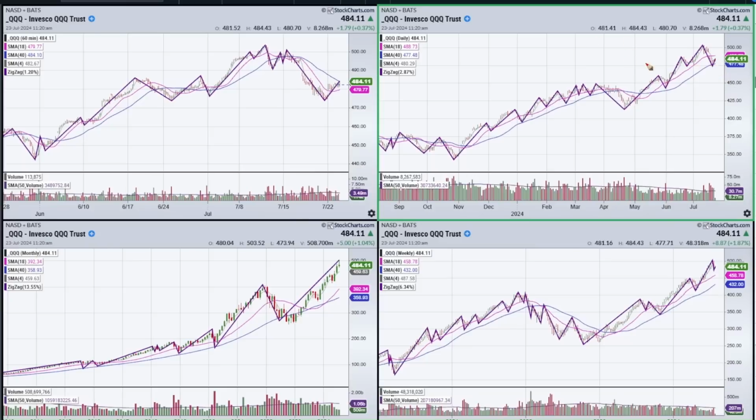Now, I still think it would be really important to notice what's taking place from a volume standpoint. We've got some pretty serious volume here, and I think that would increase the likelihood that we would get a correction back down to the next support zone, which the way I'm looking at this is right around the 450 level in the QQQ.